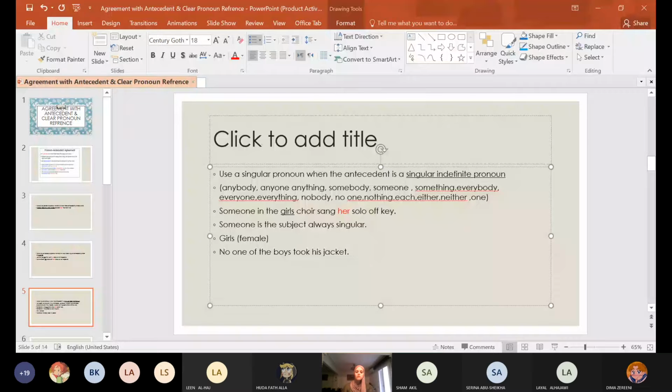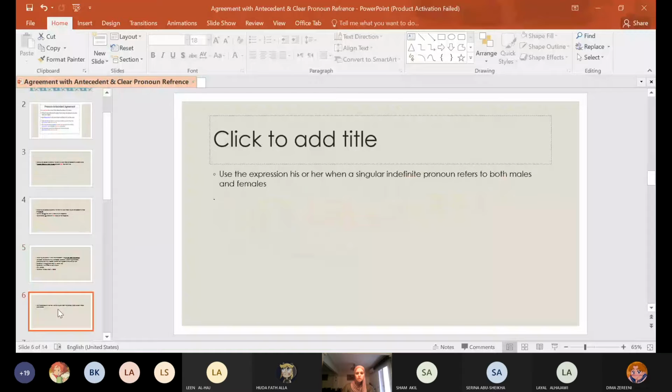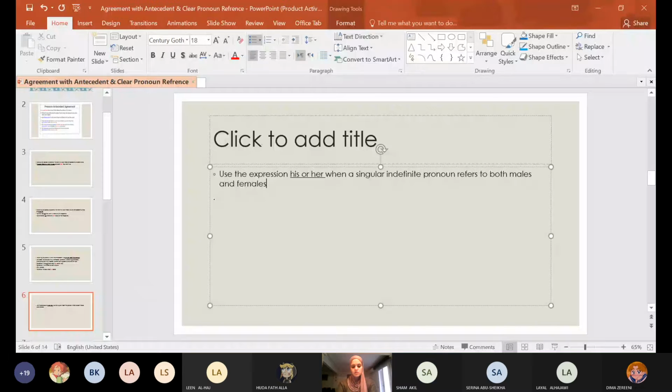So it means that when I know the gender, I use her for girls and his for boys. So I reach the case when I don't know the gender. If I don't know the gender, I will use his or her. So here, someone forgot his jacket. It will be boys, but I'm not sure, so I have to say his or her.